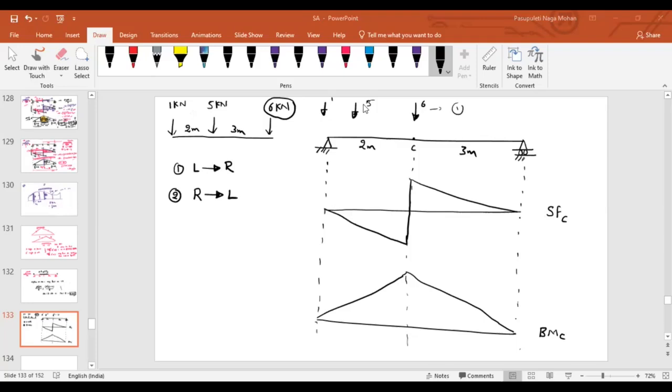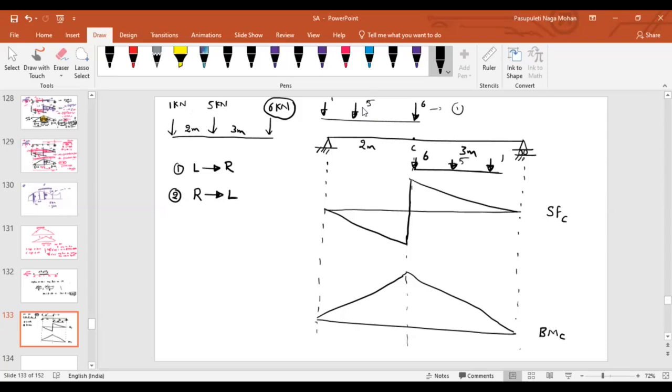If it is moving from right to left, then 6 is placed here. Now did you identify the difference? This is 6, 5, 1. If it is moving from right to left, 6, 5, 1. Are the positions the same or different? If they are moving from left to right, this is the position of the loading on the beam. If they are moving from right to left, this is the position of the loading on the beam.